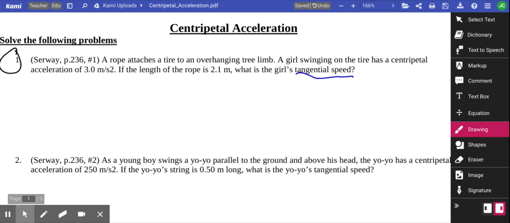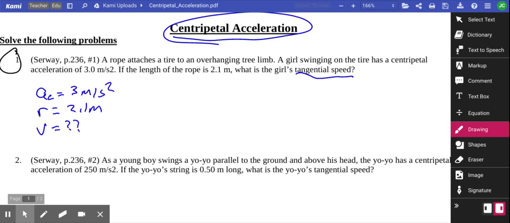We write down our data. The centripetal acceleration is equal to 3 meters per second squared. The radius is equal to 2.1 meters, and we're looking for v. Using our centripetal acceleration equation, v squared over r is equal to centripetal acceleration. We have two of the three variables.